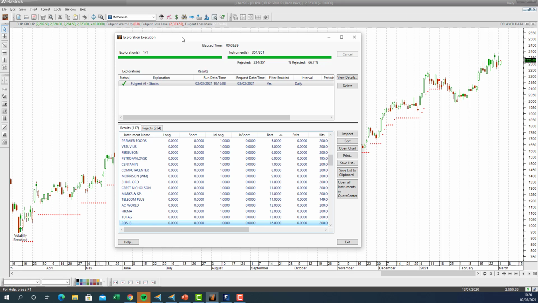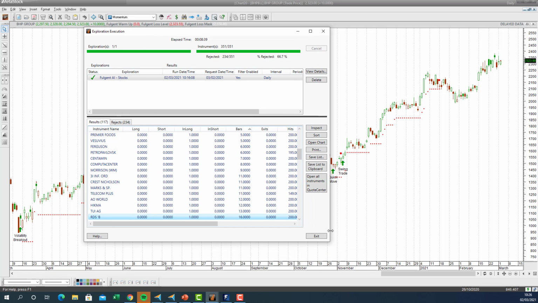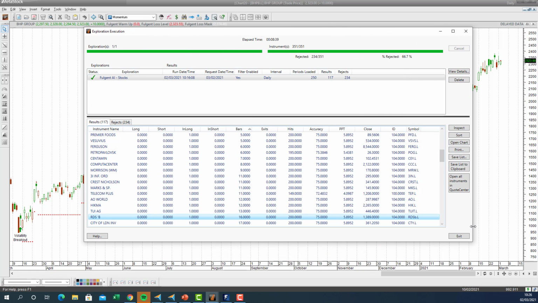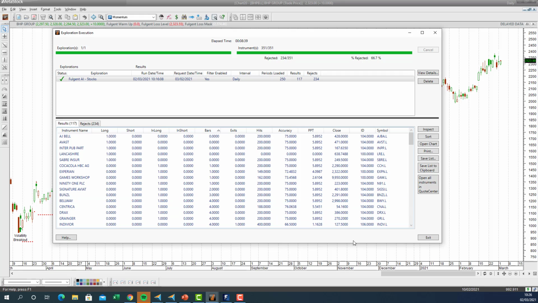But this is the most recent list. I'll just maximize this, gives you an idea. We sort these from latest trades to oldest trades, and that's the list so far. So these are the stocks to trade using artificial intelligence.